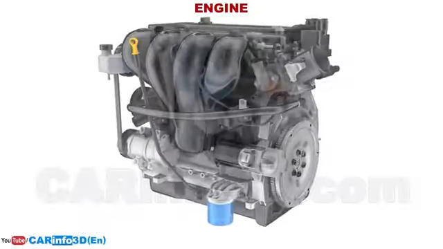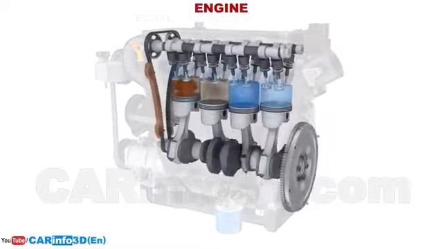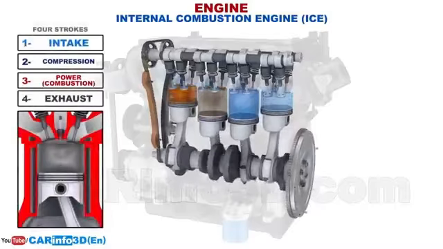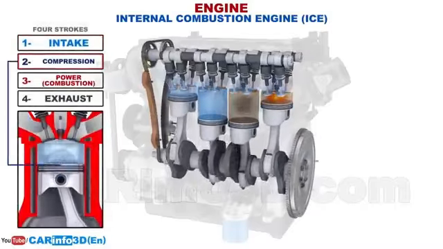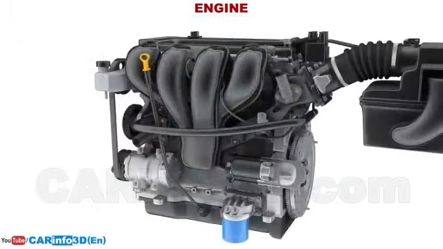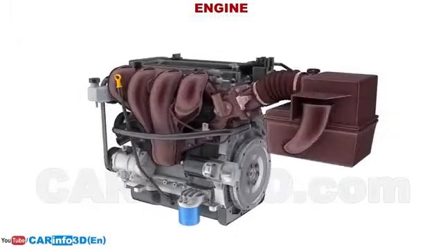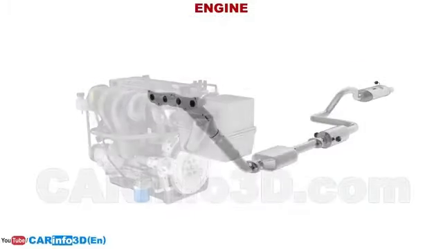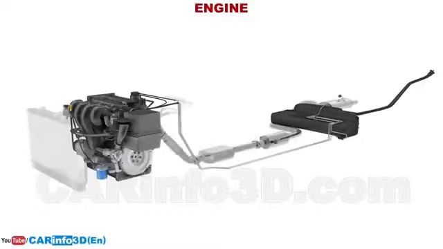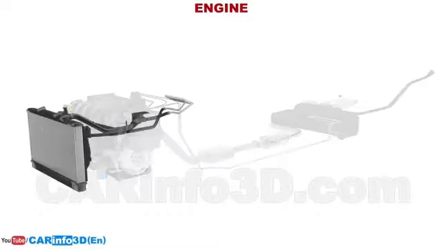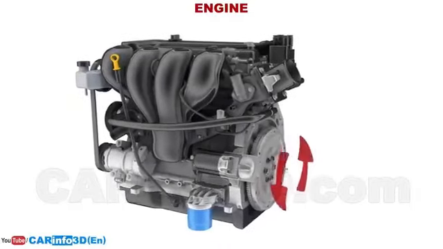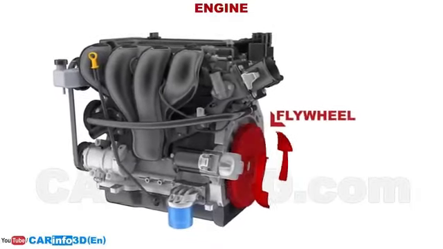You can see a 4-cylinder, 16-valve gasoline internal combustion engine. This engine's operating cycle consists of 4 strokes: intake, compression, power, exhaust. The engine has numerous subsystems, such as the intake system, exhaust system, fuel supply system, cooling system, and others. The internal combustion engine generates mechanical work, and the torque is then transferred to the transmission system via a flywheel.